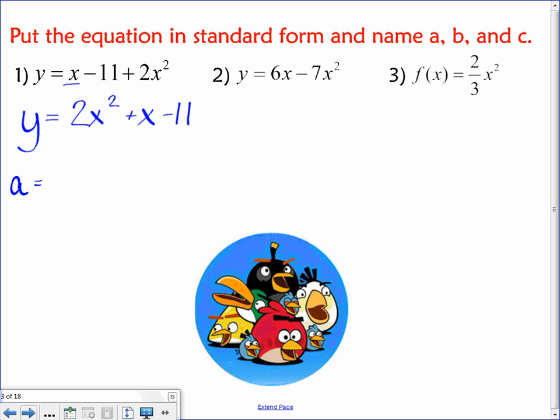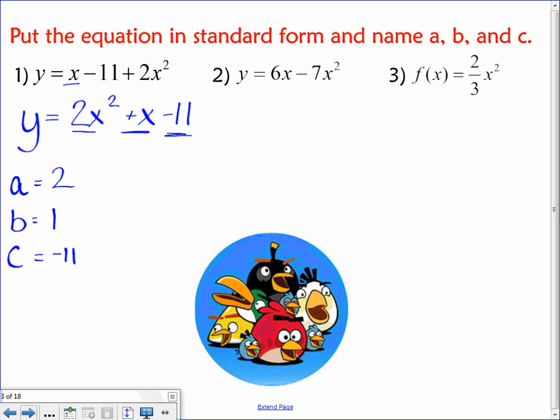So then I can label my a value, so always the number with x squared, so my a equals 2. My b value is the number in front of x, so that's going to be a 1. And my c value is the number at the end, which is negative 11.